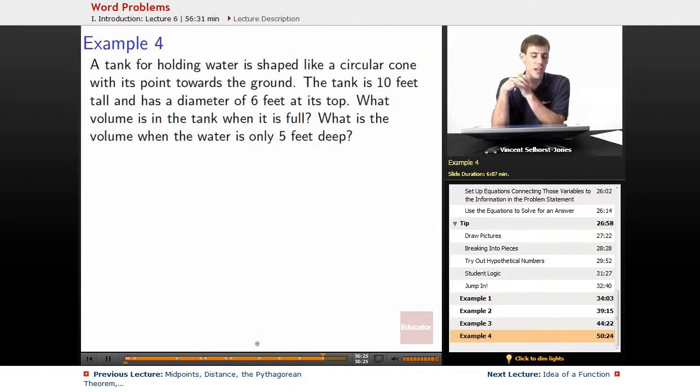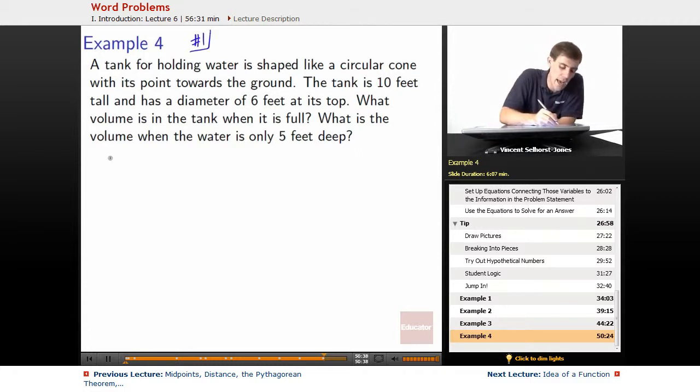Final example, we've got a tank for holding water. Well, first step we need to do, we need to understand what's going on. The tank for holding water is shaped like a circular cone with its point towards the ground. What does that look like? So you draw something circular and then it comes to a point like a cone.